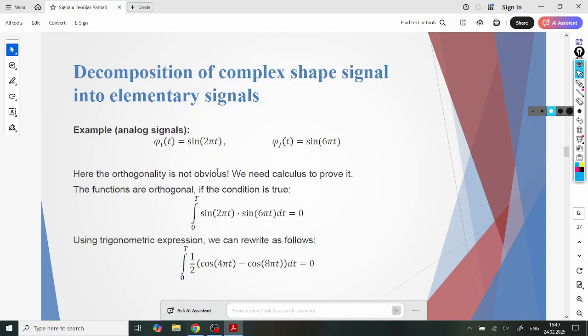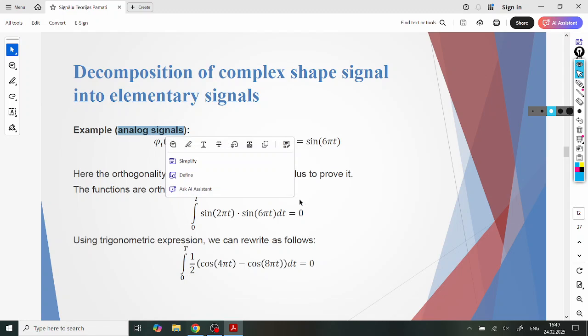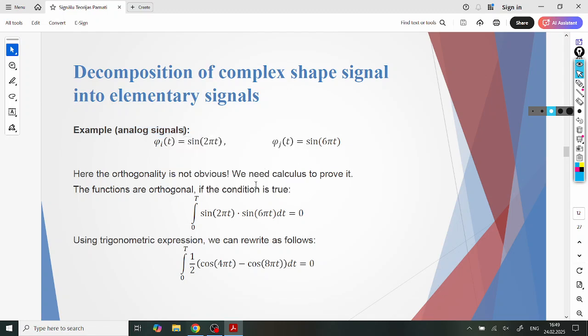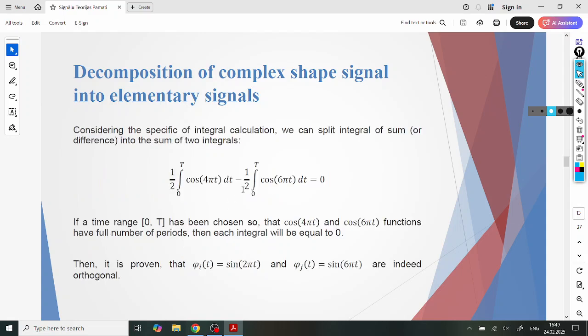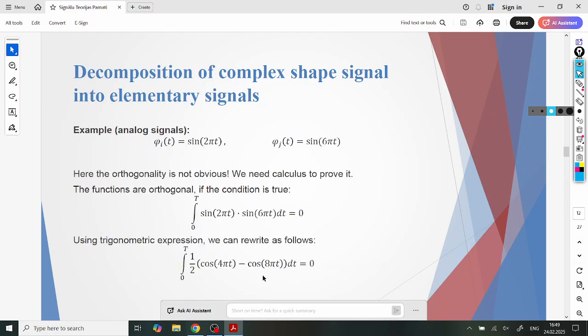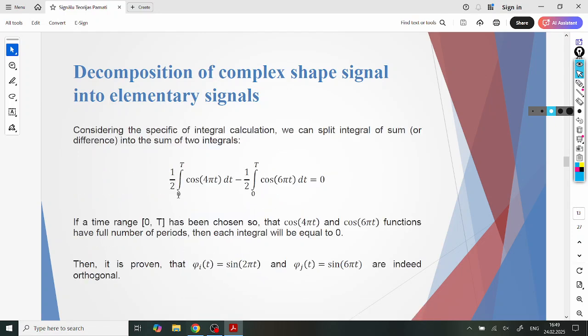So easily, at least, yes? Now, if we speak about analog signals, however, then we need to deal with calculus and calculate this integral precisely. So basically, we already did that kind of stuff, so I'm not going to stay here for long.